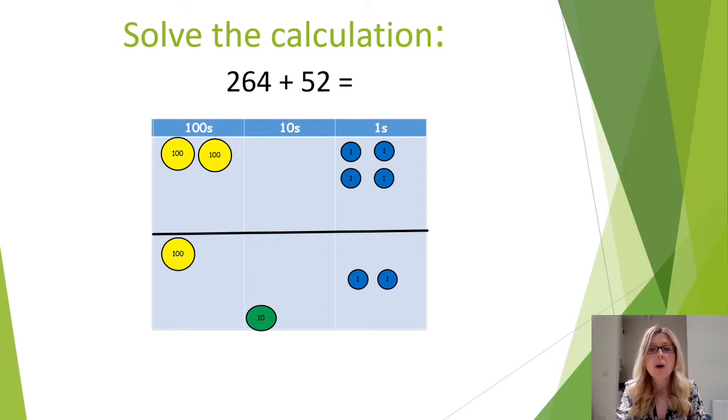So now we can see what our answer is going to be. Overall, we have got 3 hundreds, 1 ten and 6 ones. So our answer is 316.